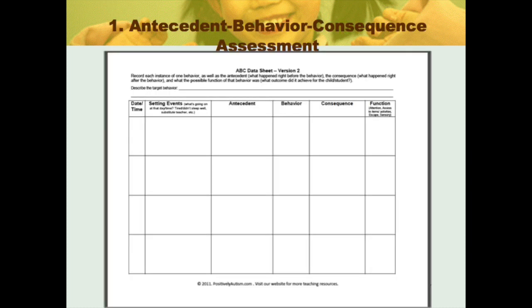Here's an example of a common ABC assessment sheet. First, you would record the date or time, the setting it occurred in, and then you would do the antecedent, such as the professor asks the student to complete a task, the behavior, such as student throws something or runs out of the room, and the consequence, which could be either they get attention or they escape from the task.